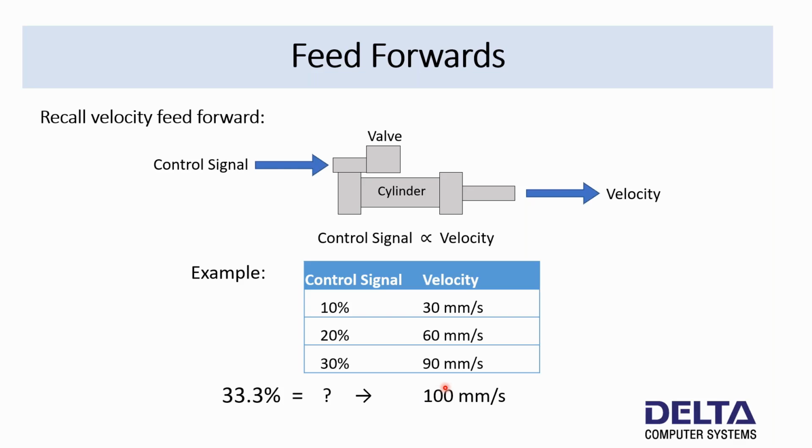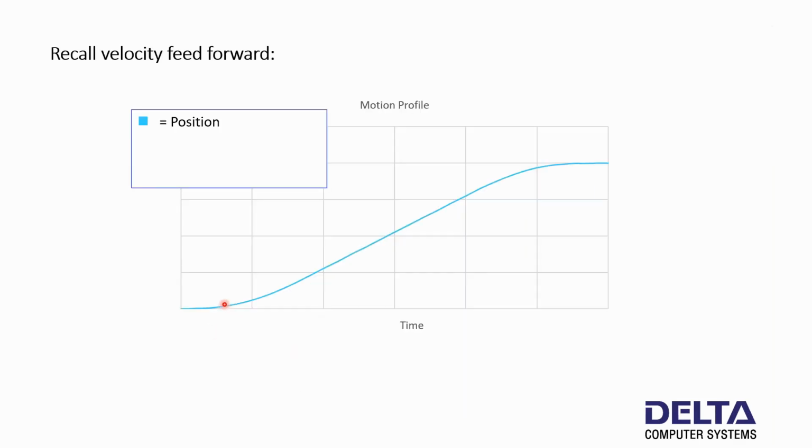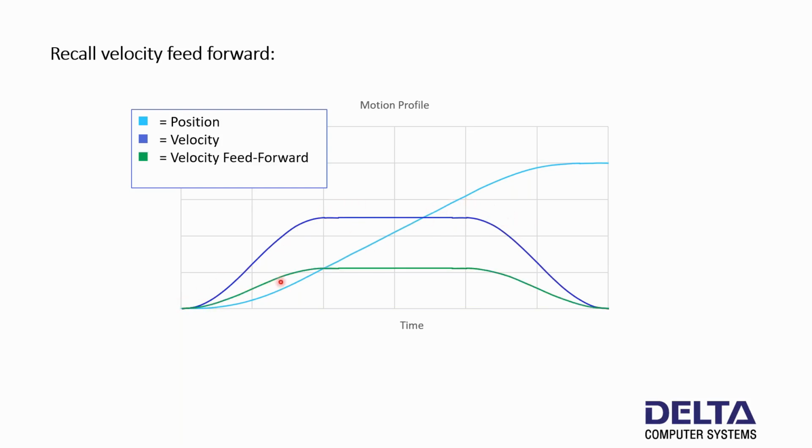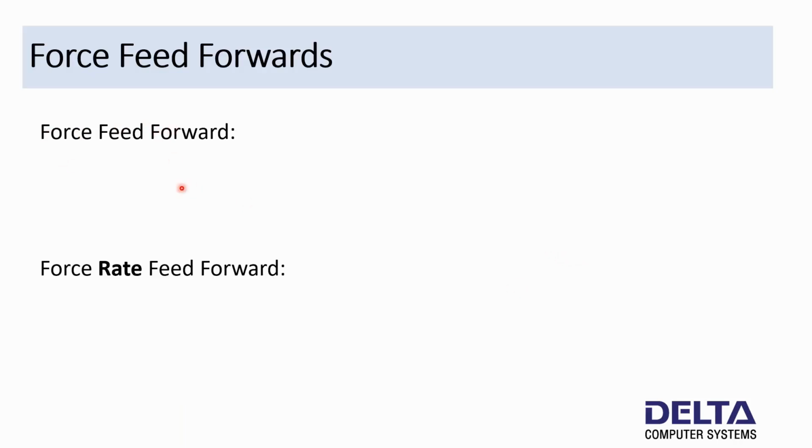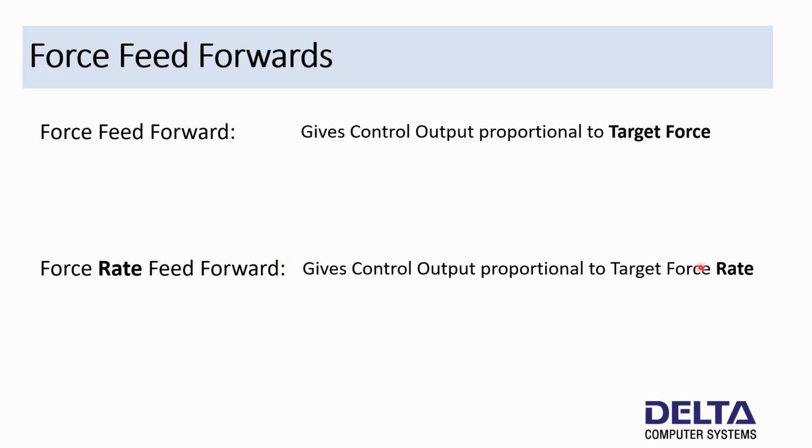Now, if we go to force control, it's going to be similar. But first, I want to show a graph of the velocity. If we have our target position here and our target velocity, remember the control output is proportional to the velocity, so we know we'll give a control output that's proportional to that. Now, for force, we have something called a force feed forward and a force rate feed forward. The force feed forward gives control output proportional to the target force. So if we are going to control to 10 pounds, it'll give us only a little bit. But if we're going to control to 10,000 pounds, it'll give us a lot. The force rate feed forward gives control output proportional to the target's force rate, so how quickly we're changing the force.